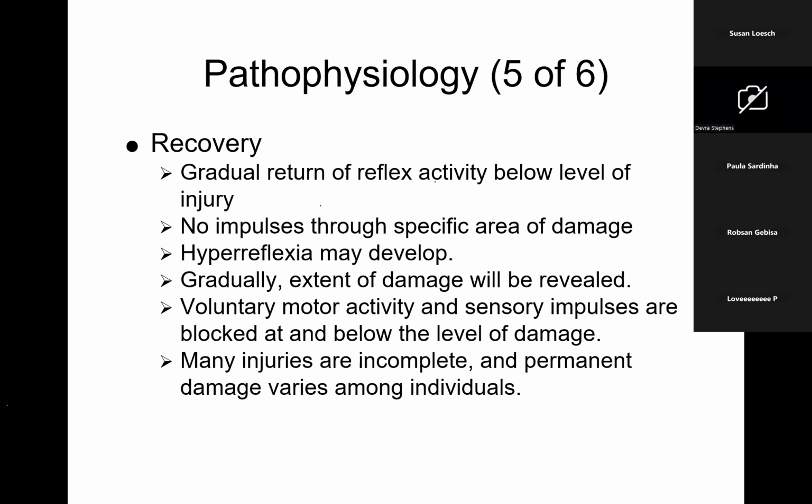Recovery from spinal shock is indicated by gradual return of reflex activity below the level of the injury. No impulses, including reflexes, can pass through specific areas of damaged neurons. In most cases, hyperreflexia develops because the normal inhibitory impulses cannot reach the spinal cord level below the injury. After recovery from spinal shock, the return of reflexes, spastic paralysis, sensory deficits, and reflex or neurogenic bladder and bowel function are present below the level of damage. Gradually, the extent of the permanent damage is revealed. Voluntary motor activity and sensory impulses are blocked at the level of damage. Effects of permanent damage will depend on the level at which the spinal cord trauma occurred.